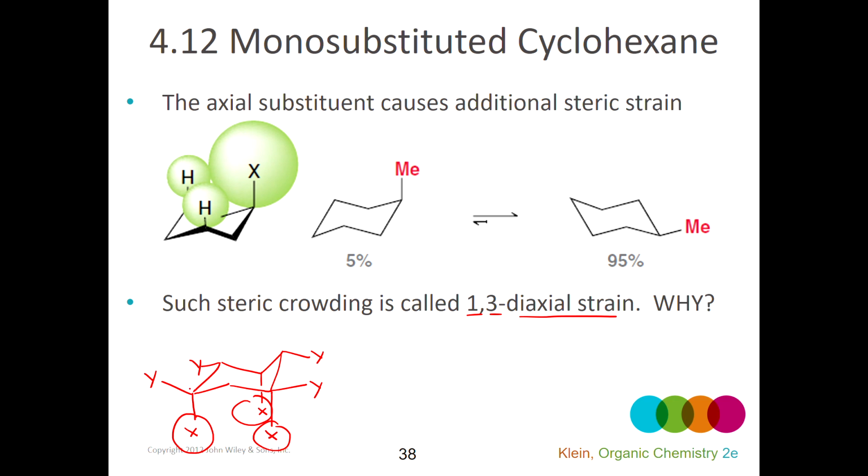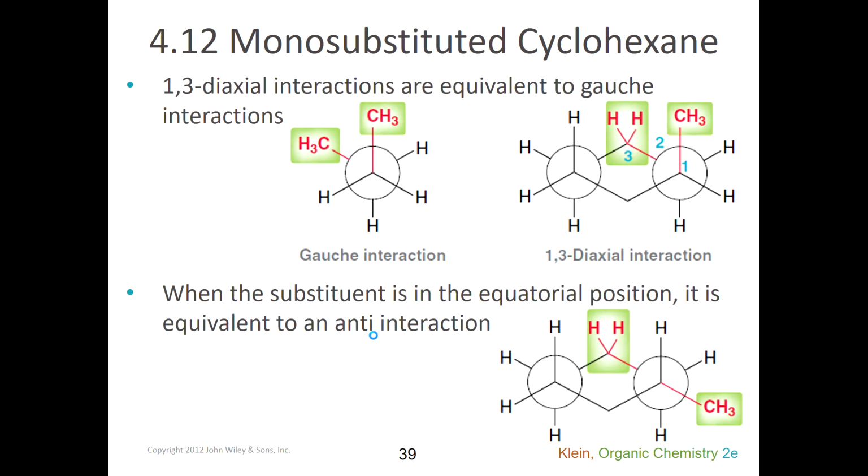So if I number my carbons 1, 2, 3, the axial groups that are on carbon 1 and 3, or if I number the other way around, 1, 2, 3, axial groups are always on carbons 1 and 3 with respect to one another, on the same side of the ring, and cause this type of repulsion or strain. So that's what we call 1,3 diaxial strain. And so that makes the molecule significantly less stable than it would be.